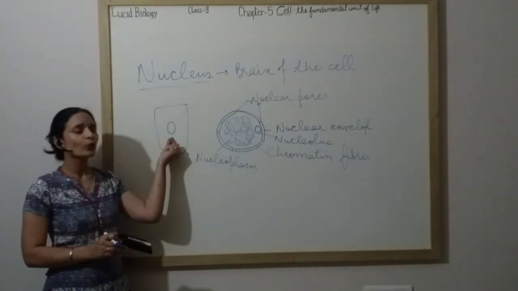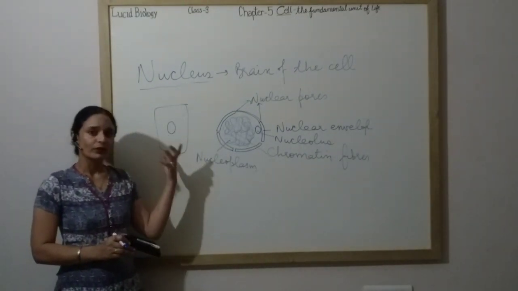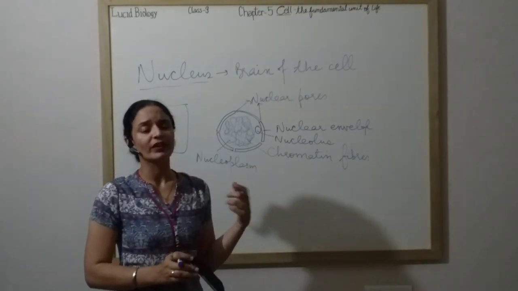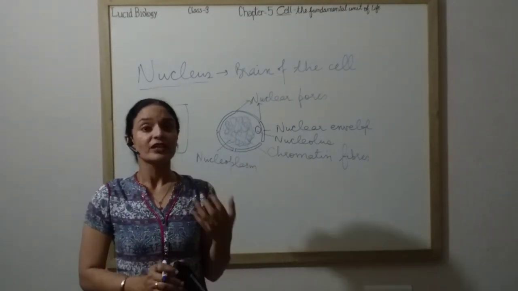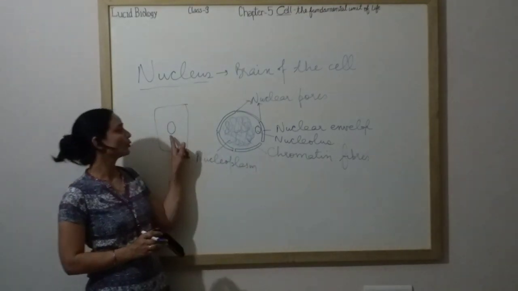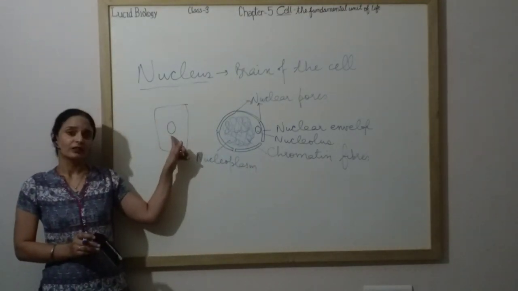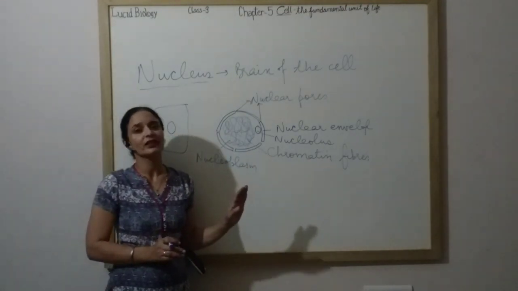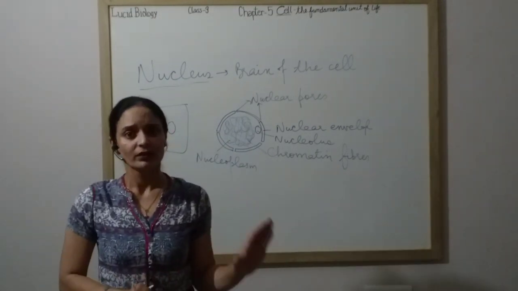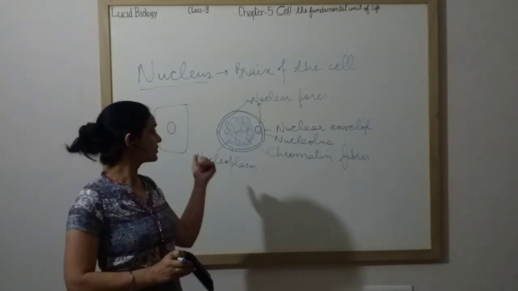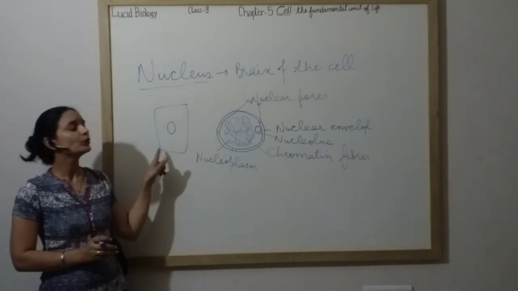If the nucleus is removed from the cell, the cell will die. The cell cannot live, as we cannot live without a brain. As the brain is important to our body, similarly the nucleus is important to the cell. By removing the nucleus, we will make the cell dead. The cell cannot stay alive in the absence of its brain, that is, the nucleus.